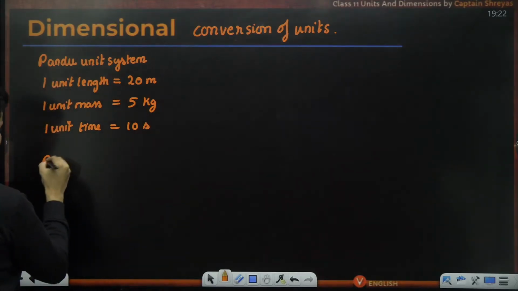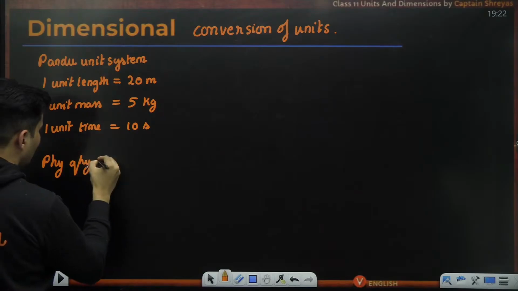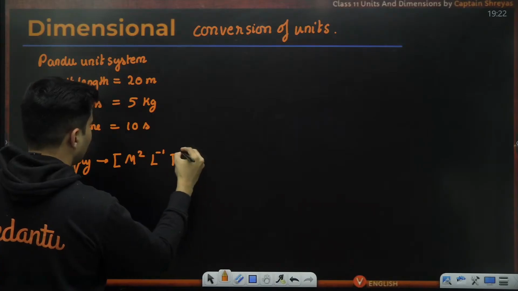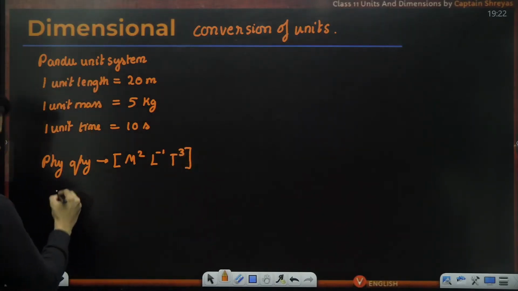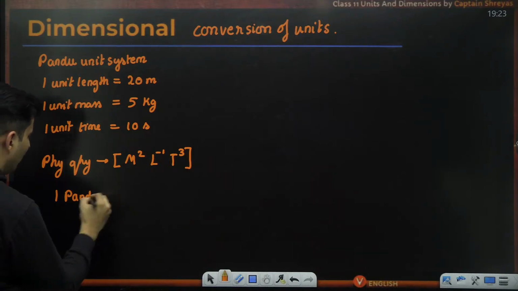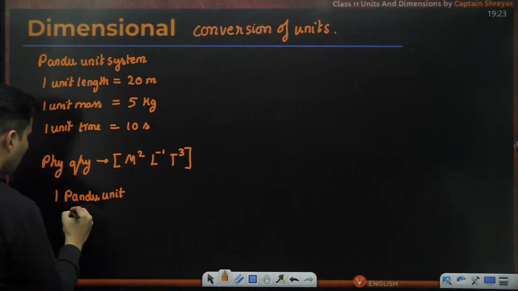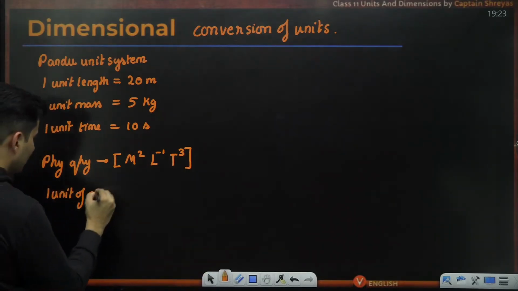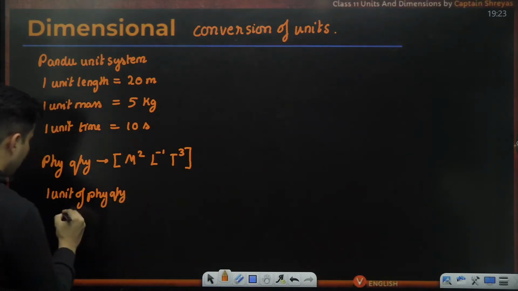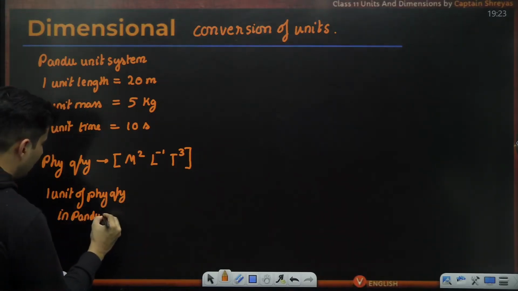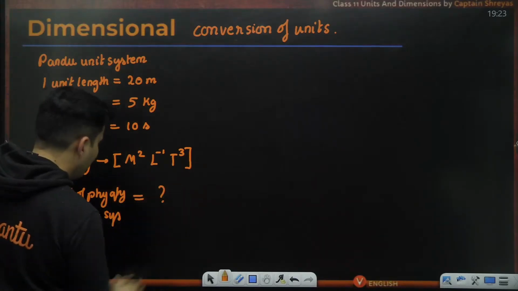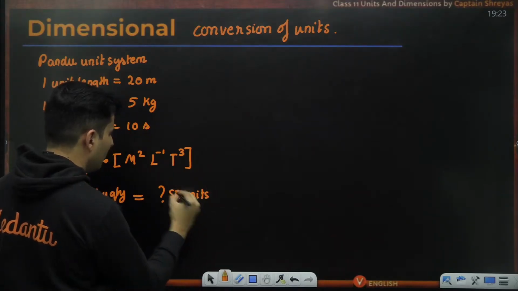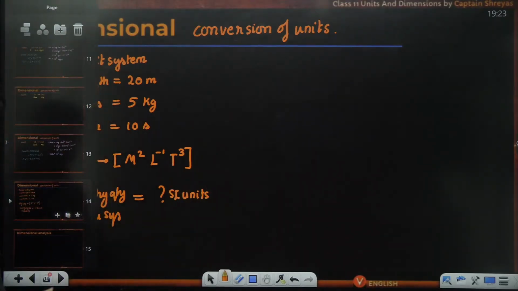Imagine there is a physical quantity whose dimensions are m raised to 2, l raised to minus 1, t raised to 3. The question is, 1 unit of that physical quantity in that Pandu system is how many units in SI? That is the question. Let's see if we can solve this.